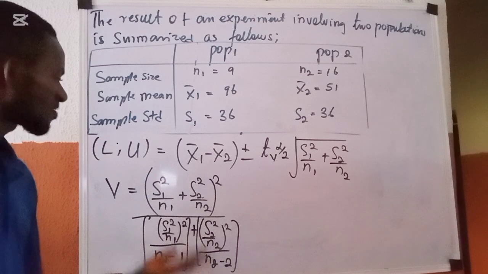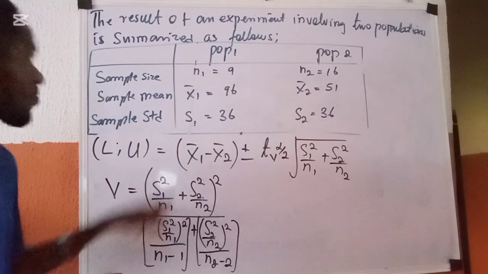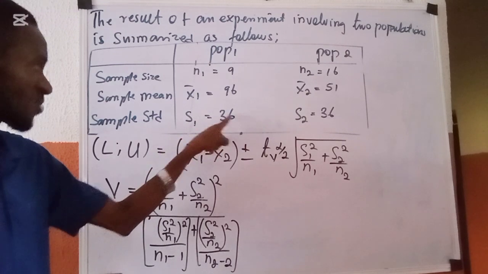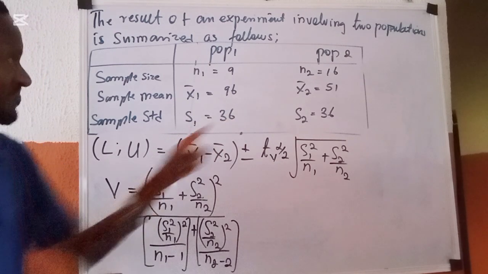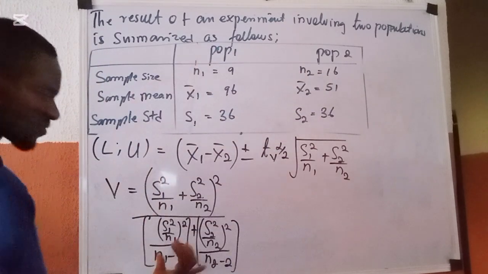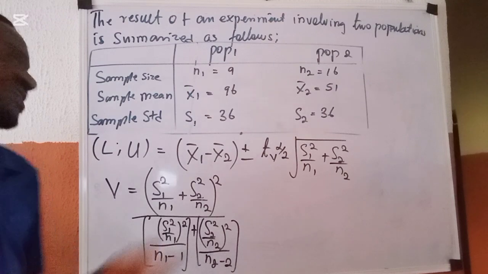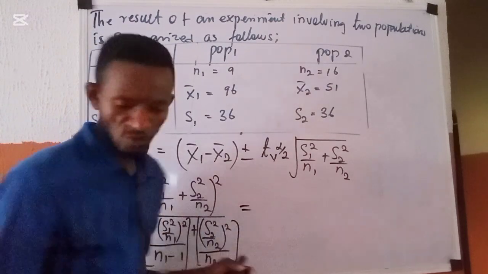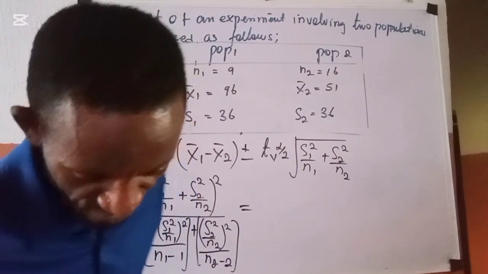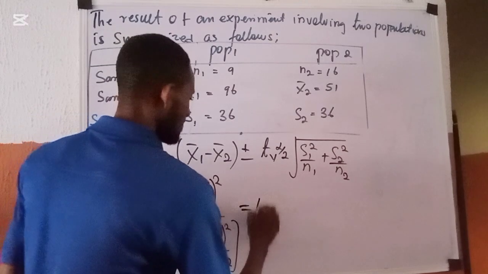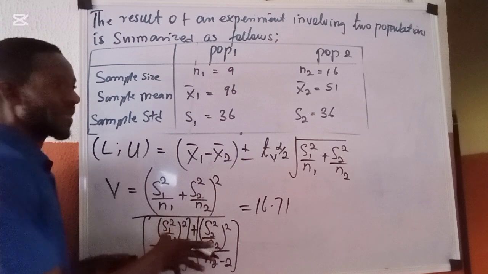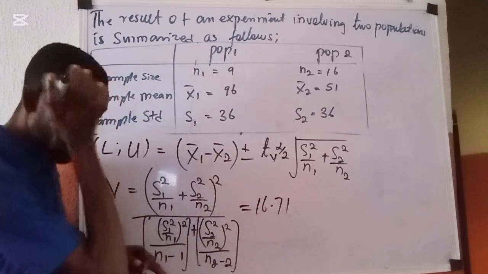And there is nothing you are looking to find here that has not been given. N1 is given. S1 squared, because S1 here is 36, you are going to square it equally to put it here. S2, which is here, is given. Everything you are looking for has been provided here. You understand? And this has been evaluated and the value given to us in this test to be 16.71. So you can try whether after fitting in these values, you'll be able to get 16.71.